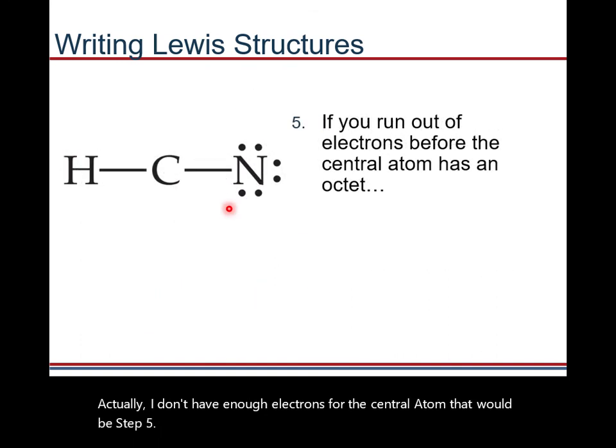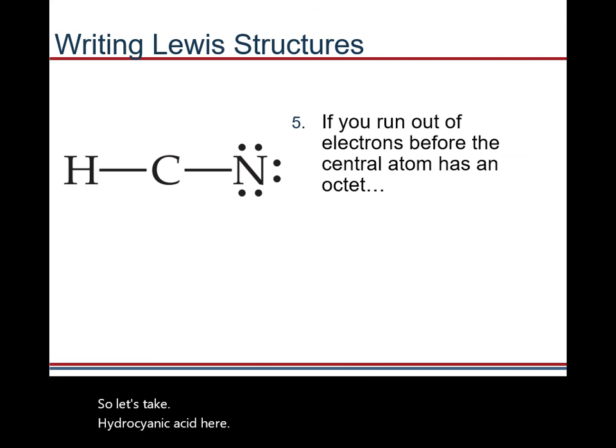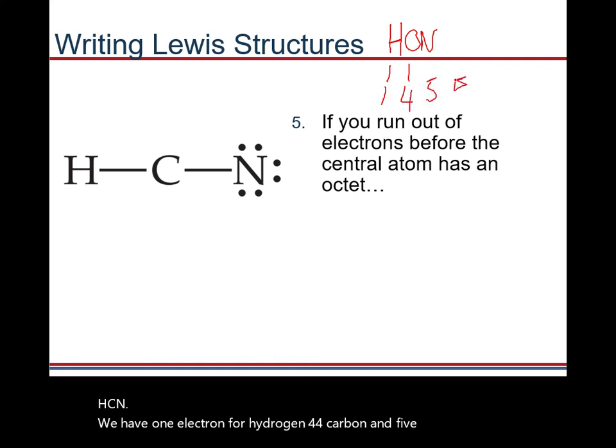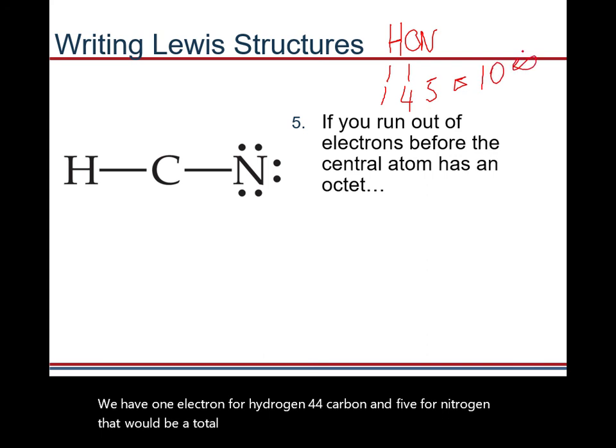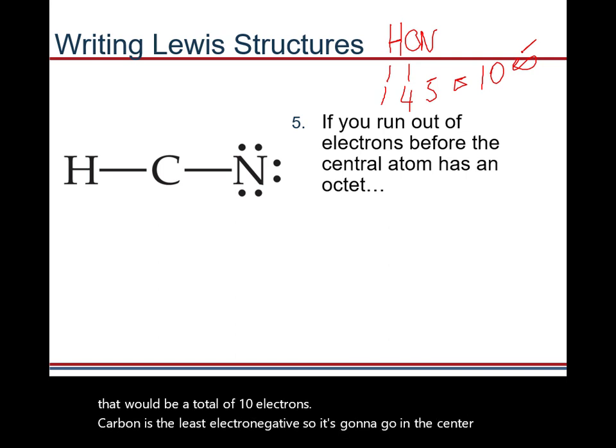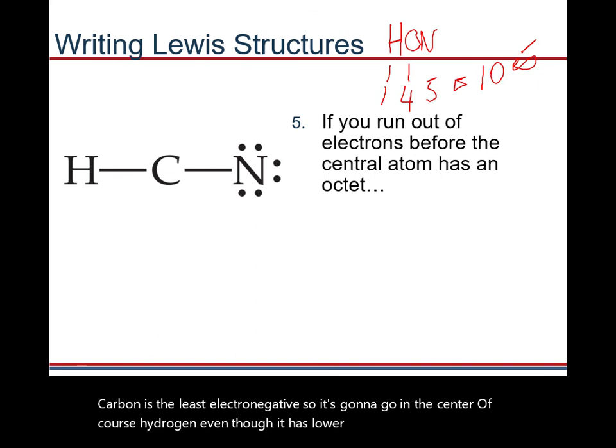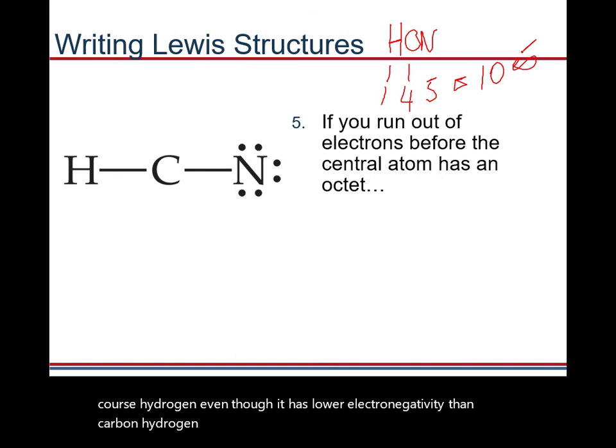So let's take hydrocyanic acid here, HCN. We have 1 electron for hydrogen, 4 for carbon, and 5 for nitrogen. That would be a total of 10 electrons. Carbon is the least electronegative, so it's going to go in the center. Of course, hydrogen, even though it has lower electronegativity than carbon, is never a central atom. It's always an outer atom.